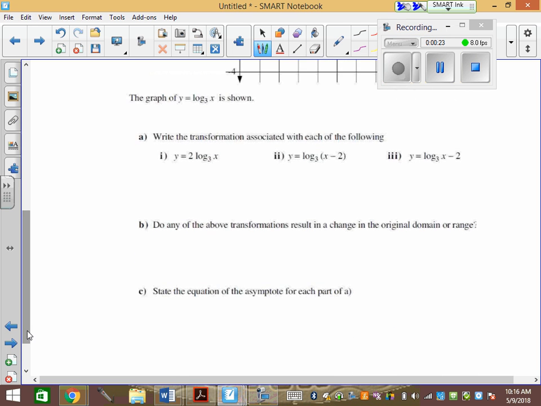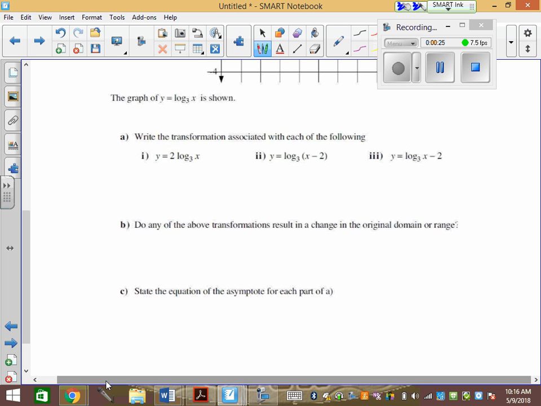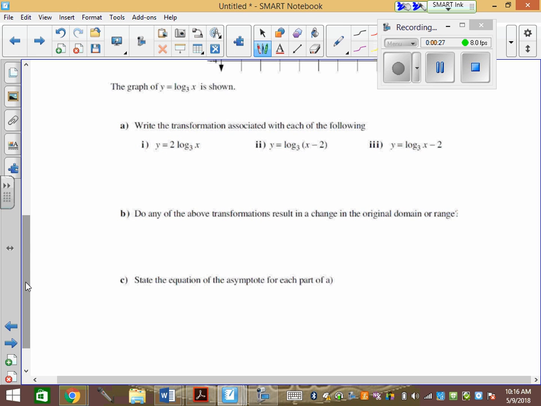So we're going to look down here. We don't need to draw any of that. We're just going to write the transformations associated with this. So what does this 2 in front do? Vertical stretch by a factor of 2 about the x-axis.